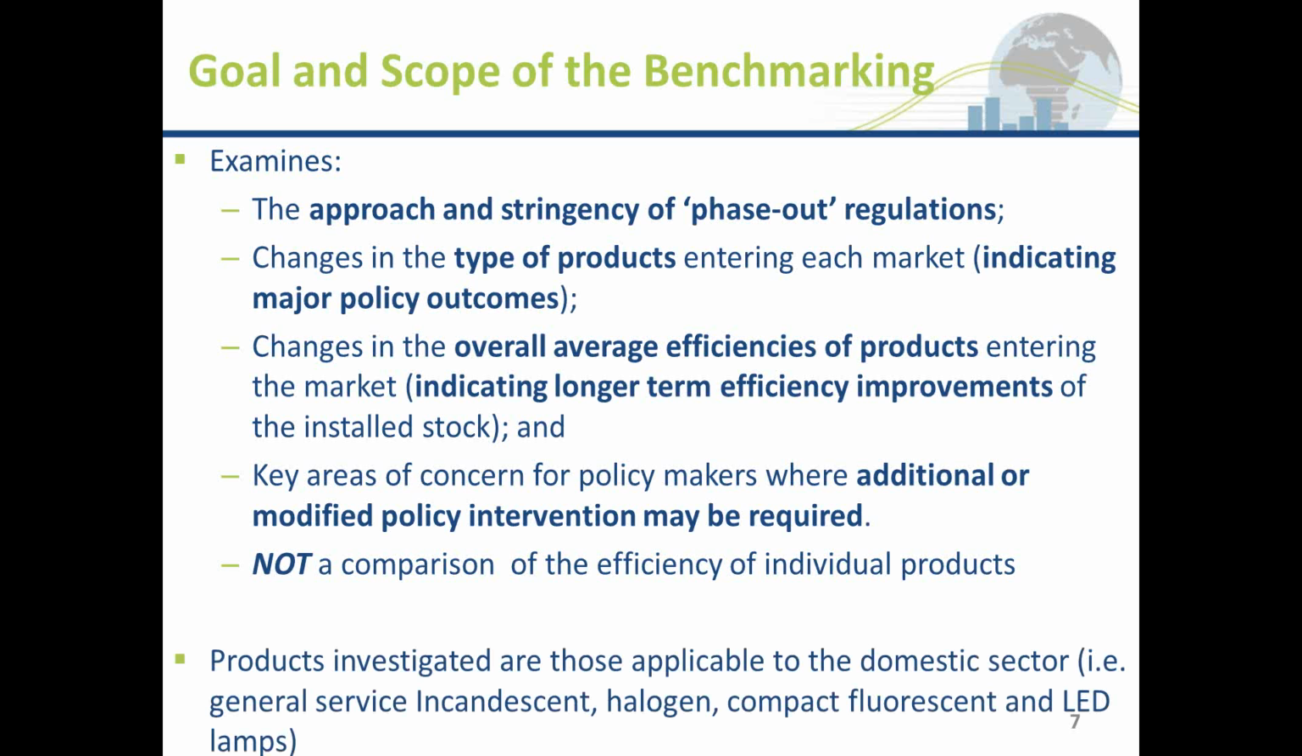And we have put this boundary on. We're looking at products that are applicable to the domestic sector, so general service incandescent lamps, the traditional lamps, halogens, compact fluorescent lamps, and LEDs. Obviously, those lamps are used in other sectors, and some other lamp types are used in the domestic sector, but they're the primary lamps that are used in the domestic sector. So they were the focus of the study.